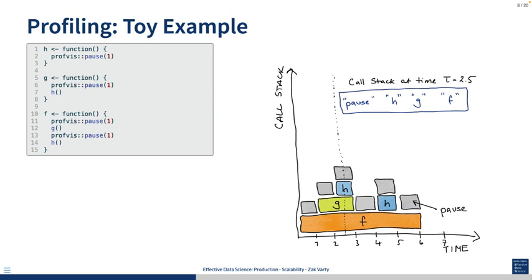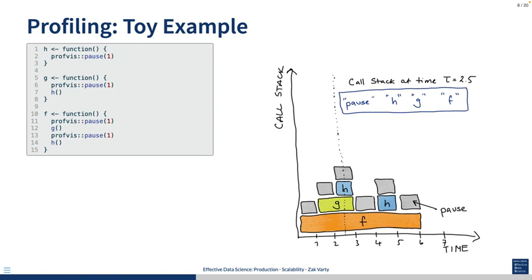What we can see on the right hand side here is a visualization of the call stack for that function. So to begin with, we're running the function f, which is calling the pause function. So here we have f at the bottom, and stacked on top of that, we have one pause function. One time unit in, we then have the function g being called from within the function f, which then causes the pause function from within the function g. So we have three functions stacked here.